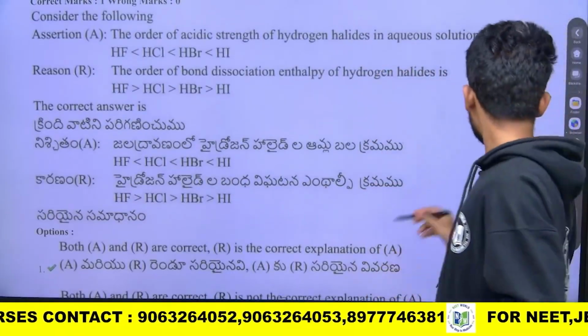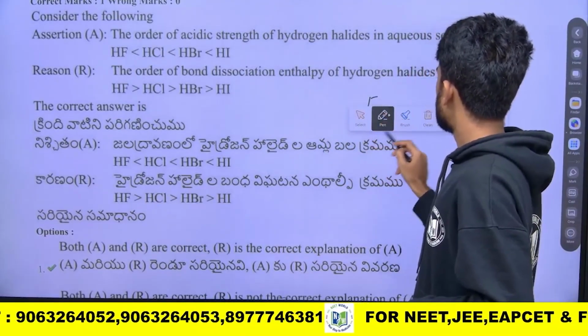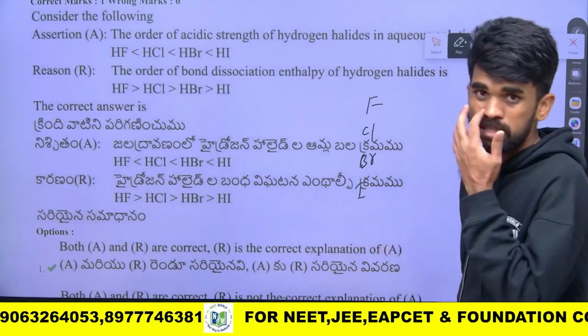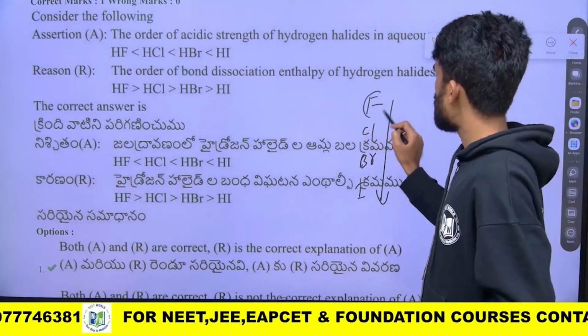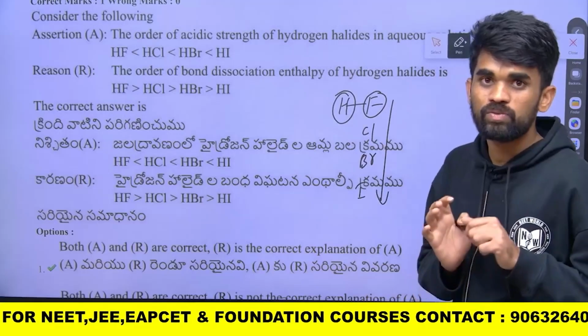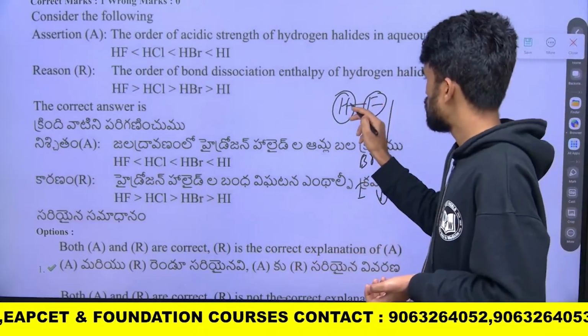acidic strength. What happens? Remember here. So HF down the group, fluorine. We have fluorine, chlorine, bromine, iodine. These are the elements present in the halogen group. Down the group. Okay. So small size fluorine having small size hydrogen. So their overlapping is very strong. Therefore bond strength is more. Okay. So therefore bond strength is more.